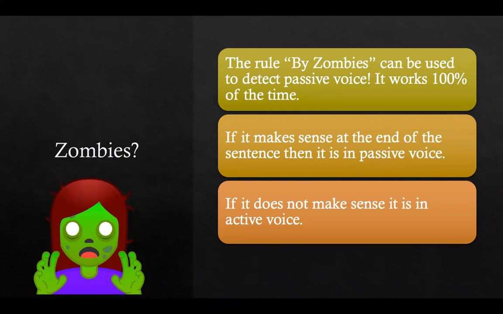For example, a famous president once said, I think it was JFK, mistakes were made. Do we remember that to be verb? Is, are, was, were. Mistakes were made. So there's that to be verb. Mistakes were made by who? Mistakes were made by zombies. If that grammatically makes sense, it's in passive voice. So if I were to fix that sentence, it would be zombies made mistakes.